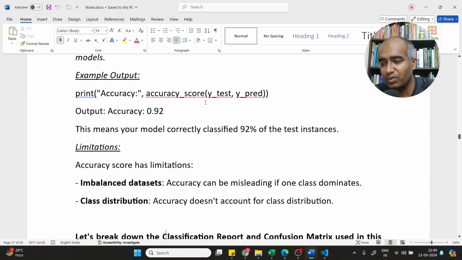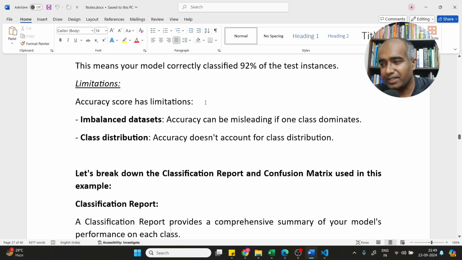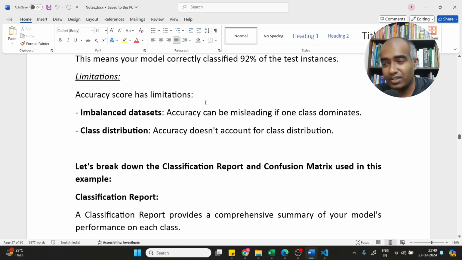Okay, so here is the example output. You can see the accuracy score. This is taken from the code itself. So what are the limitations now? Accuracy score has limitations. What are those limitations? One is imbalanced data sets. Accuracy can be misleading if one class dominates.